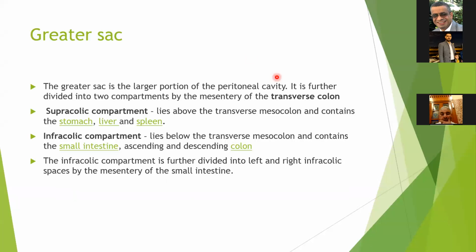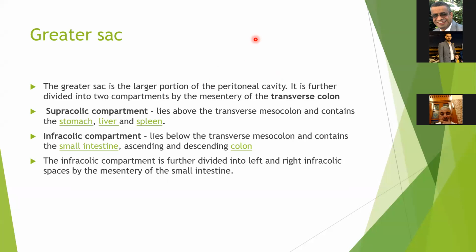The greater sac is the larger portion of the peritoneal cavity. It's further divided into 2 compartments by the mesentery of the transverse colon. The supracolic compartment lies above the transverse colon, above the transverse mesocolon, and contains the stomach, liver, and spleen. The infracolic compartment lies below the transverse mesocolon and contains the small intestine, ascending and descending colons.